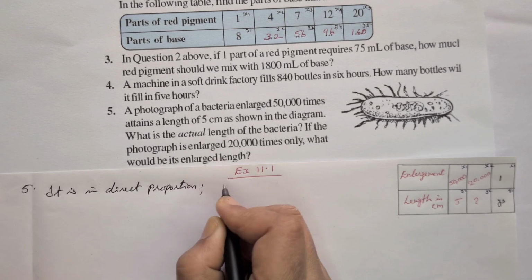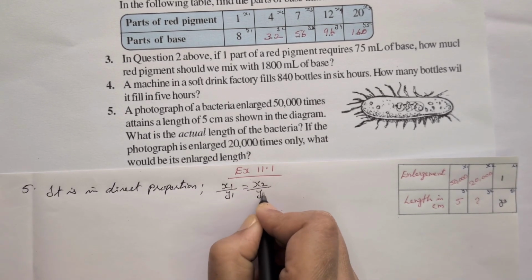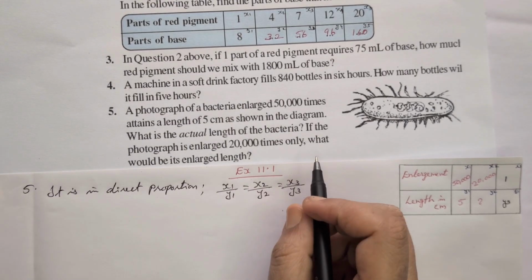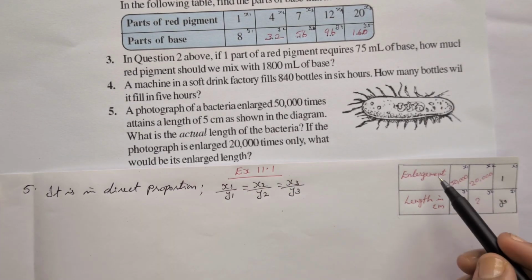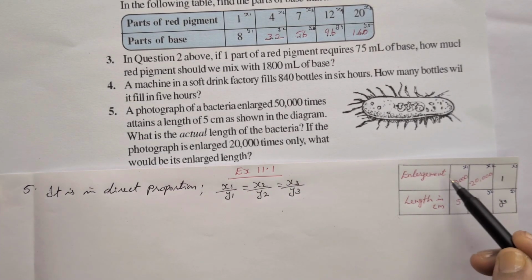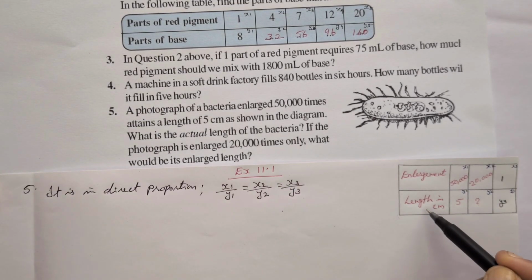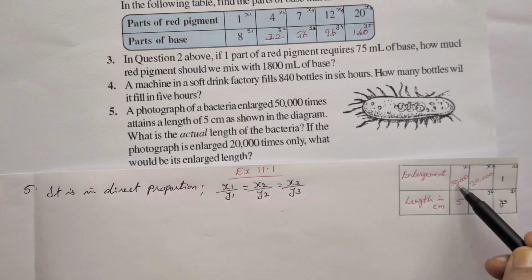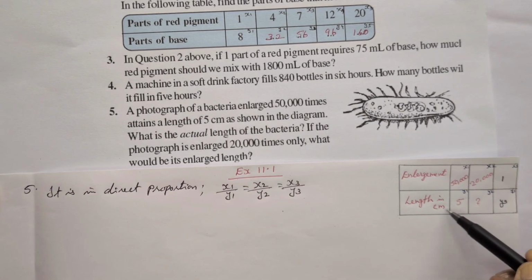Therefore we can write x1 by y1 is equal to x2 by y2, and that is equal to x3 by y3. The first column we can take as enlargement, how many times it is multiplying, and the second column as the length of the bacteria. So when the bacteria is enlarged 50,000 times, the length becomes 5 centimeter.